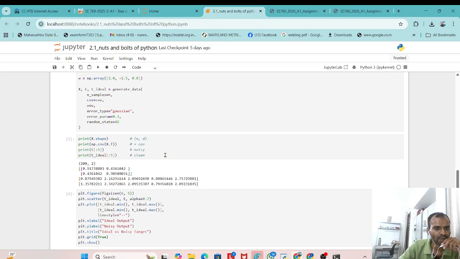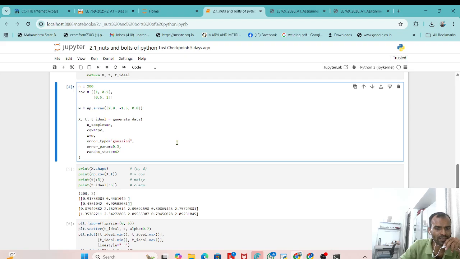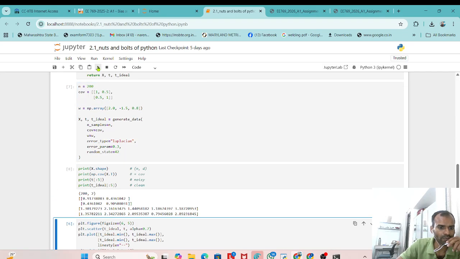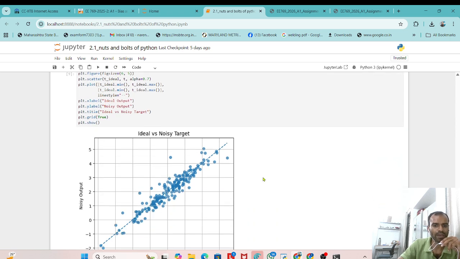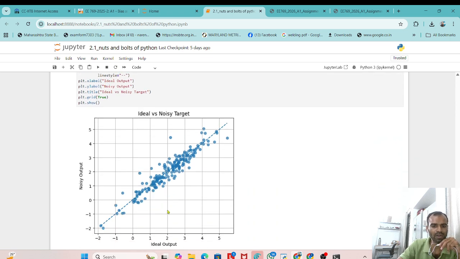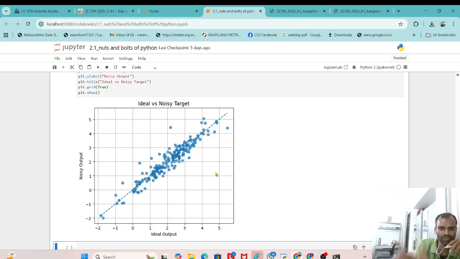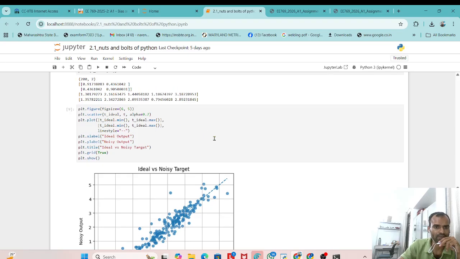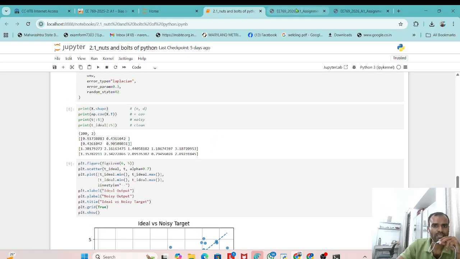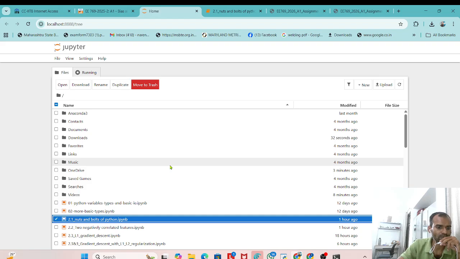Now when we compare with the Laplacian, you will clearly see the outliers. There are some outliers, and when we run it you will clearly see them. So with uniform, Gaussian and Laplacian, we have seen the ideal output against the noisy output when we change the errors. Now we will move to the next part.